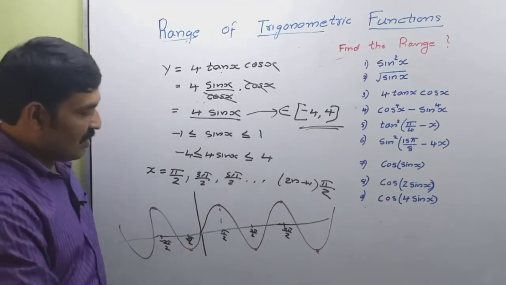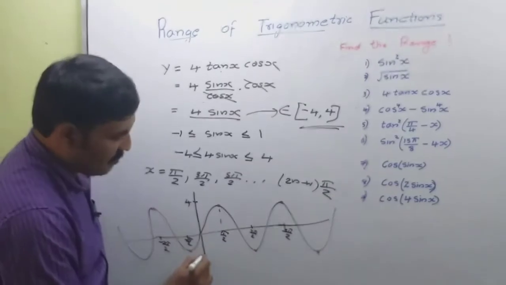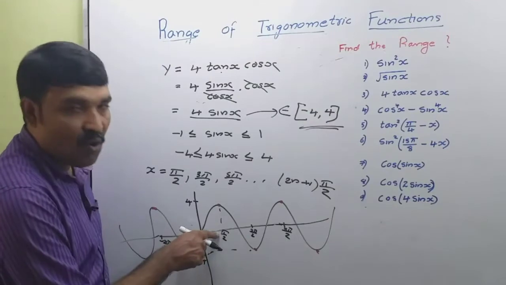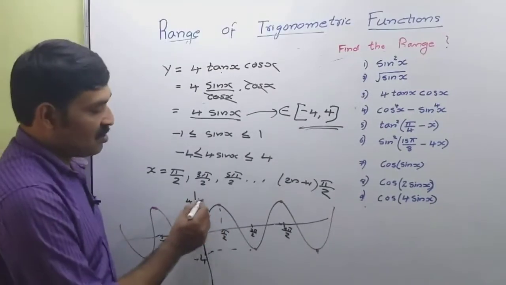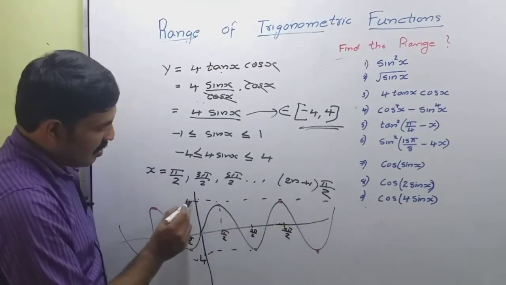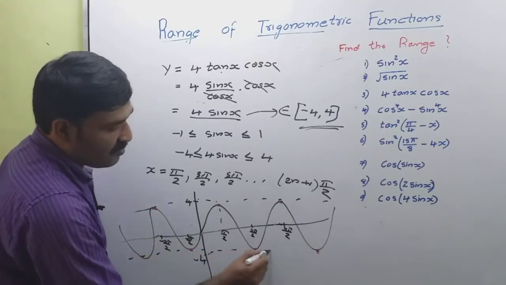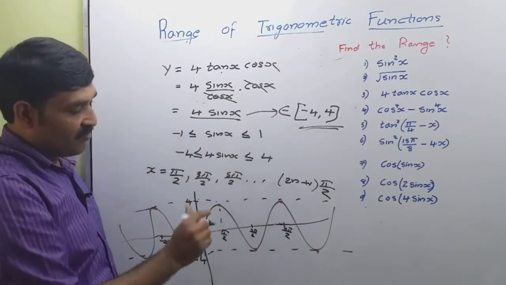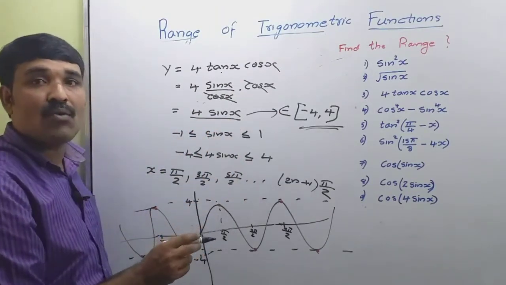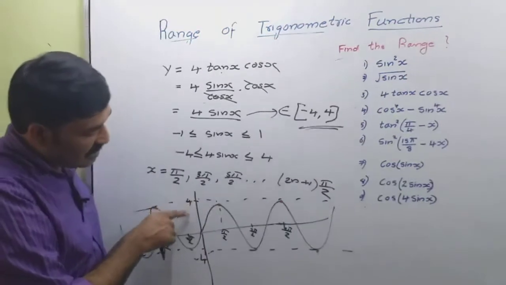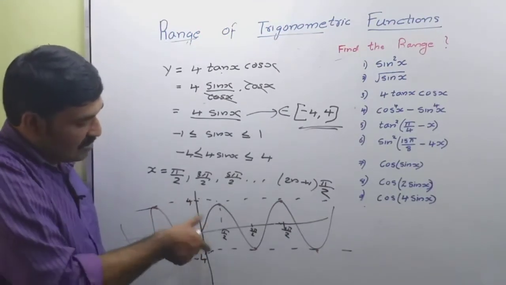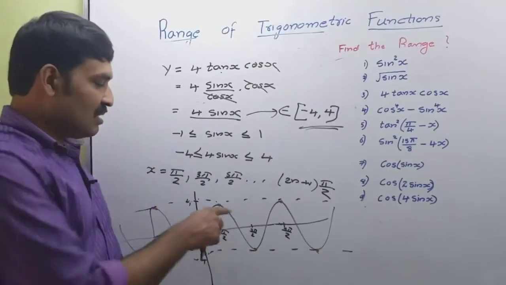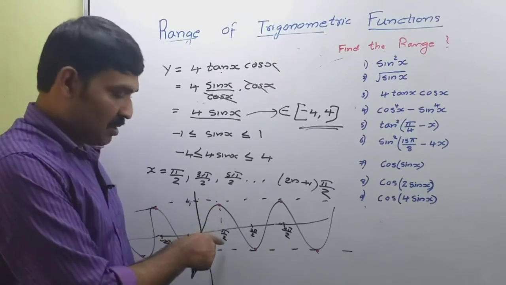So this is the graph, for which the maximum value is 4 and the minimum value is minus 4. And this is discontinuous at odd multiples of pi by 2. So this is the graph of 4 tan x cos x, that is equal to 4 sin x. The function is discontinuous at odd multiples of pi by 2. And the value of this function varies from minus 4 to 4. This is the range, minus 4 to 4 is the height of this function. But this function is discontinuous at pi by 2.